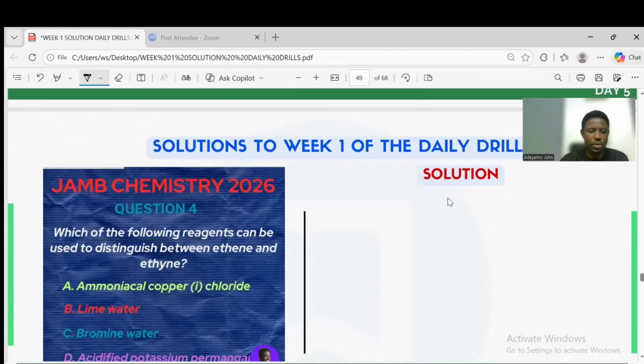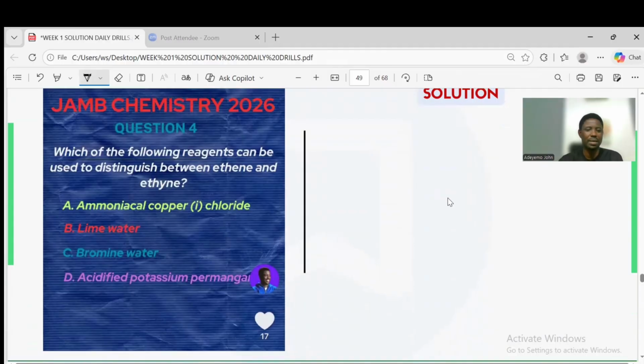All right, let's quickly go on. Which of the following reagents can be used to distinguish between ethane and ethyne? I mention it in a way that ammonia, gas, copper 1 chloride. Silver nitrate solution also can be used. Please take note. Lime water is to test for carbon dioxide, turns milky. Bromine water, both of them will decolorize bromine water. While acidified KMnO4, both of them will change it to colorless.